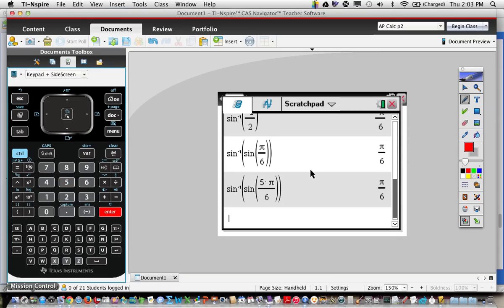Once again, this brings up this idea of the domain restriction. We think it should just cancel itself out, but because of the domain restriction, that's something we have to think about.